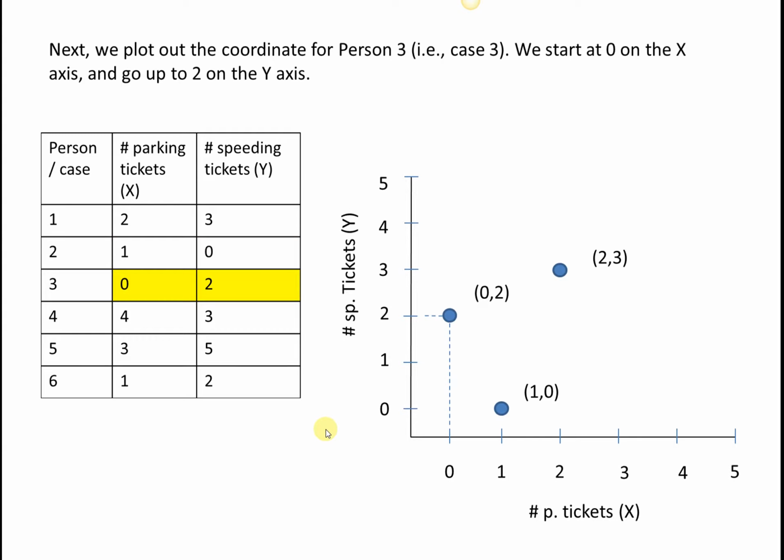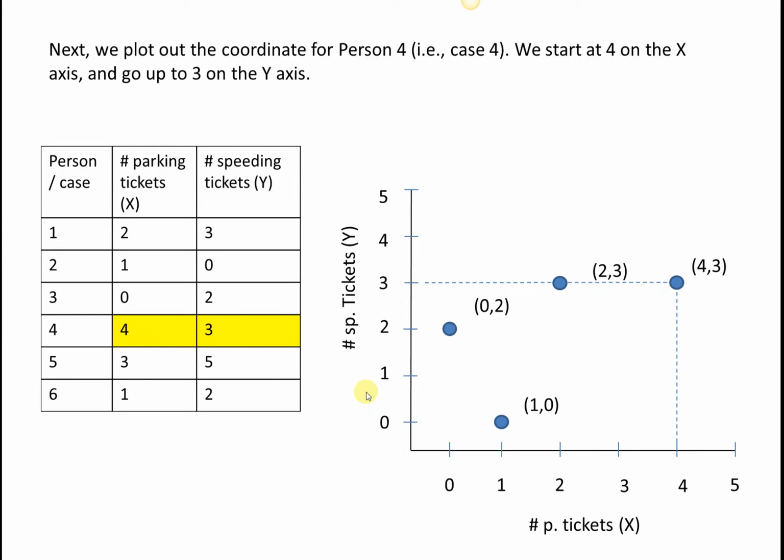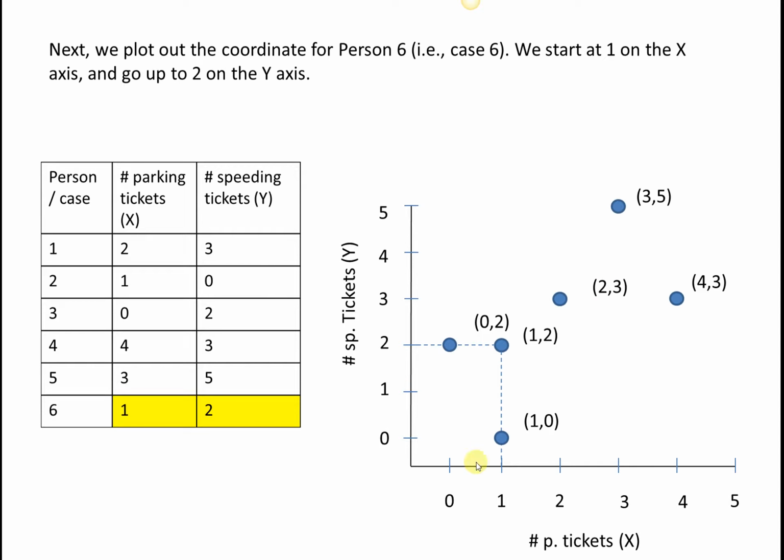Now let's look at person 3, and you can see that person had a value of 0 on X and a value of 2 on Y. Person 4 had a value of 4 on X and 3 on Y, so that person's coordinate is here. Person 5 had a value of 3 on X and a value of 5 on Y, and then person 6 had a value of 1 on X and a value of 2 on Y.